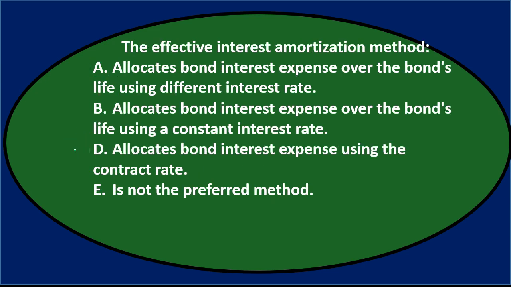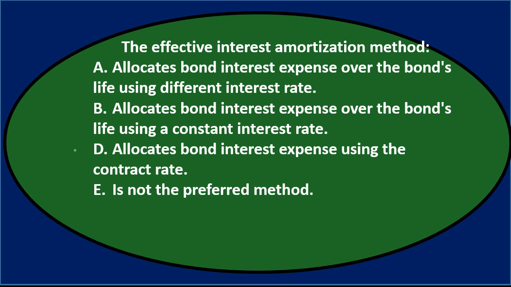Next question. The effective interest amortization method, A, allocates bond interest expense over the bond's life using different interest rates. B, allocates bond interest expense over the bond's life using a constant interest rate. D, allocates bond interest expense using the contract rate, or E, is not the preferred method.